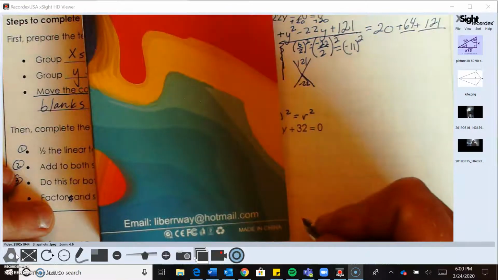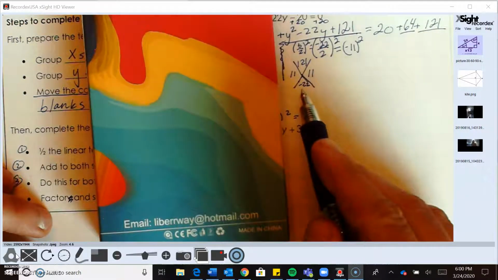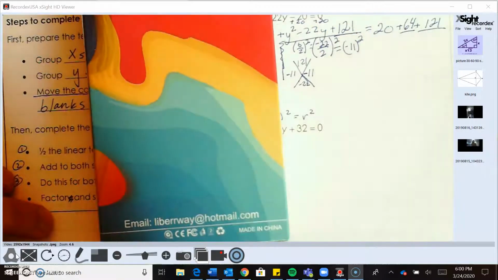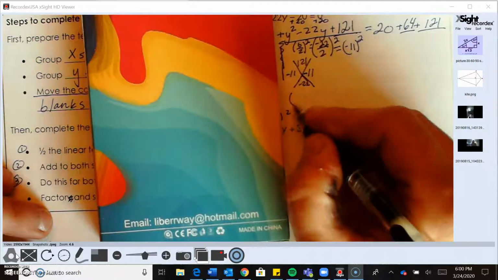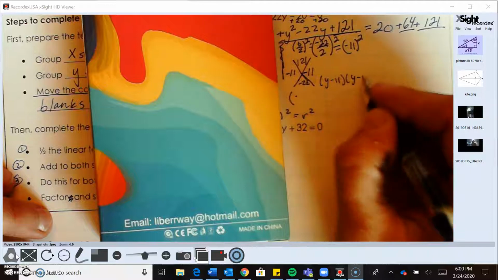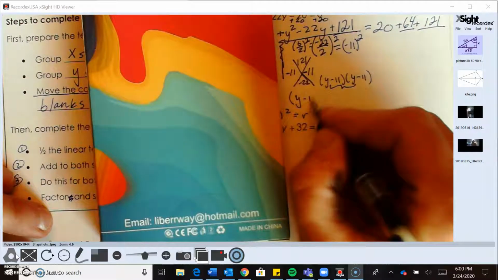121 is going to go on top, negative 22 on the bottom. And from here, I'm going to figure out those numbers. Well, it's going to be 11 and 11. They multiply to 121. But be careful, they have to combine to a negative 22. So to do that, we'll make both of them negative. So that becomes y minus 11 times y minus 11. But we can make that nice and simple as y minus 11 squared.